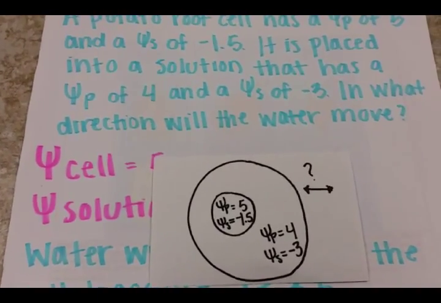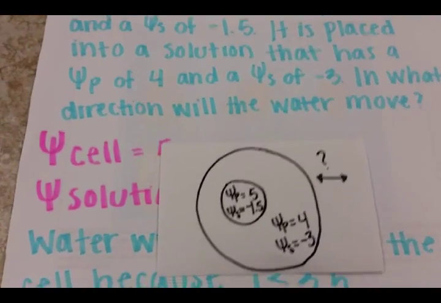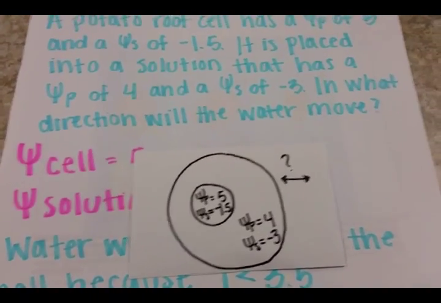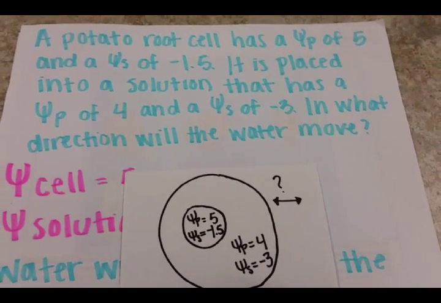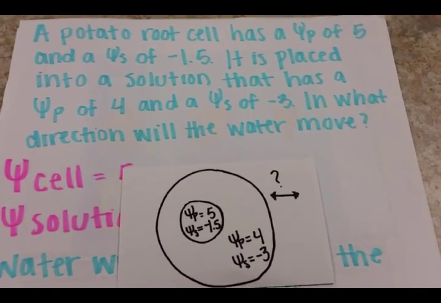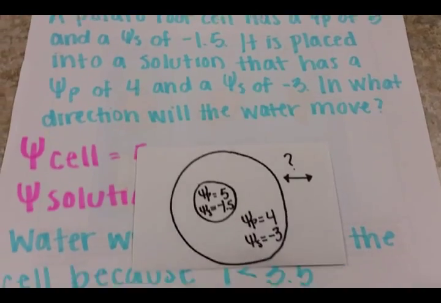A potato root has a pressure potential of 5 bars and a solute potential of negative 1.5. It is placed into a solution that has a pressure potential of 4 bars and a solute potential of negative 3. In which direction will the water move?